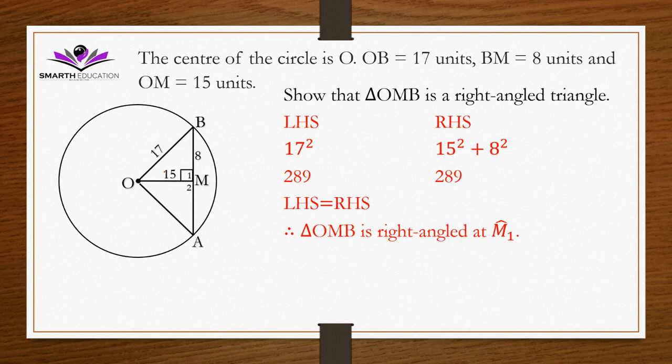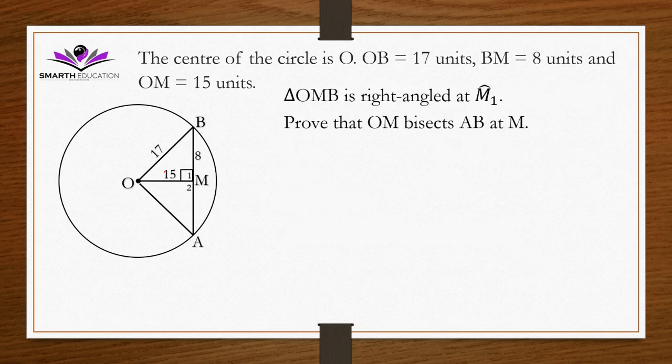Okay, so prove that OM bisects AB at M. So OM bisects AB at M means that M is the midpoint. Therefore, meaning that MB is equal to MA, right? But we need to prove that. We can just not just write A here. We need to prove that.